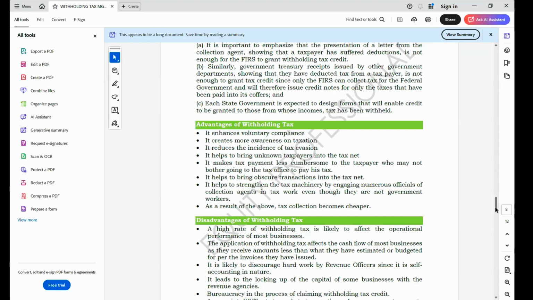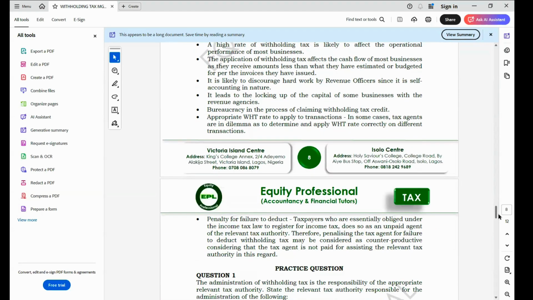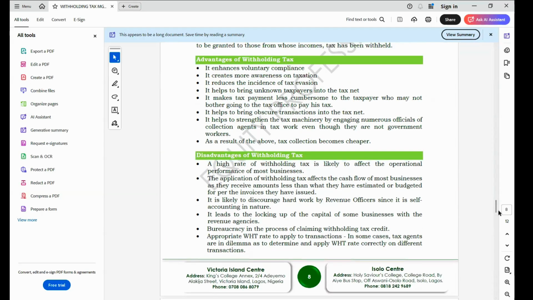It tends to strengthen the tax machinery by engaging numerous official collecting agents in tax work, even though they are not government workers. Those agents collect on behalf of the government, so they serve as agents by helping the government to collect tax. As a result of all the above, we make tax collection cheaper. So those are the advantages. Everything also has disadvantages. So what are the disadvantages?